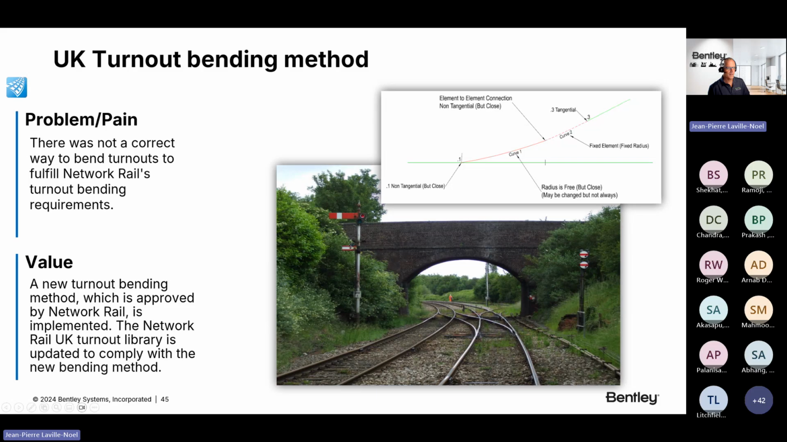Still, Network Rail is providing the turnout library. We are not allowed to provide the library, so you must ask them to provide the library. But they have checked the bending method, so it's approved. So nothing new in the user interface, but just a calculation is different.